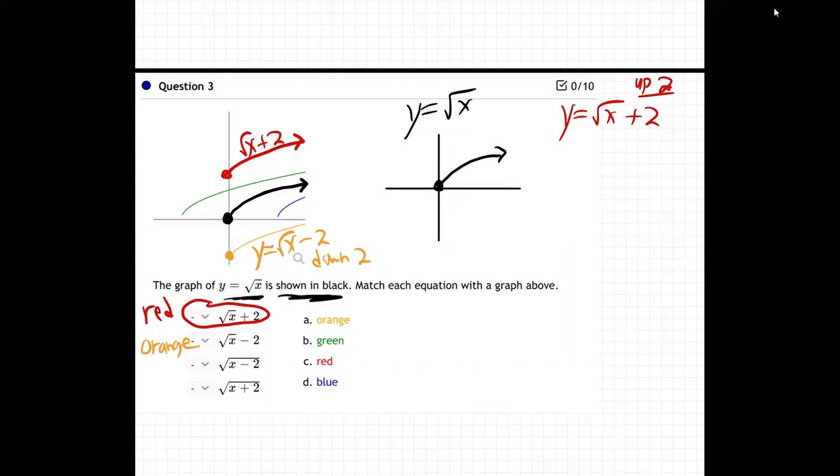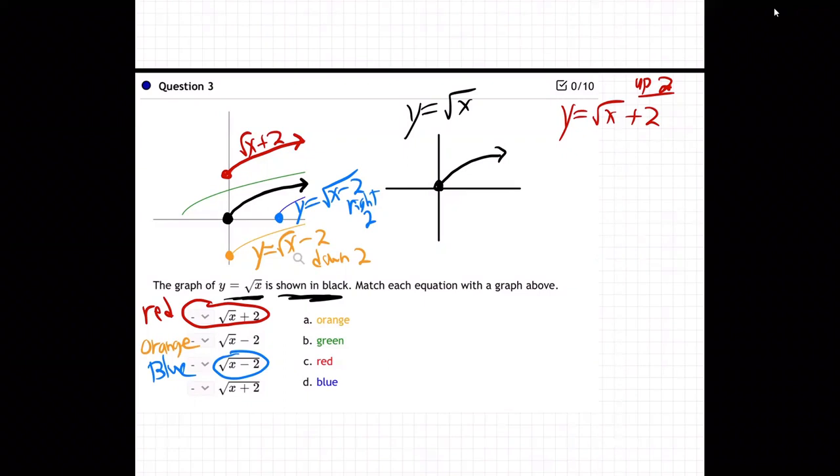Now, what about when you put the +2 or the -2 inside of the square root? Well, this blue one right here, that's over to the right, that's actually going to be y equals square root of x -2. Surprisingly, right? We normally think of pluses to the right and minus to the left, don't we? This will actually mean right 2. So this one will be the blue one. Notice it's inside the root, which means it has a sideways effect.